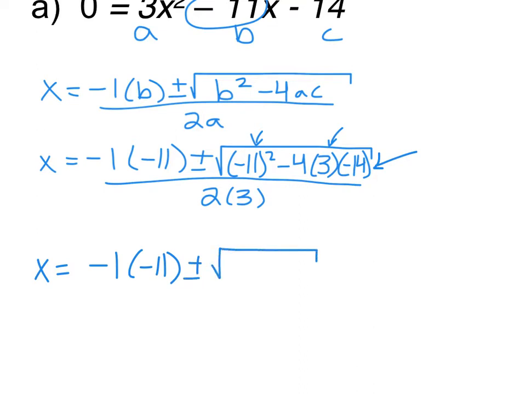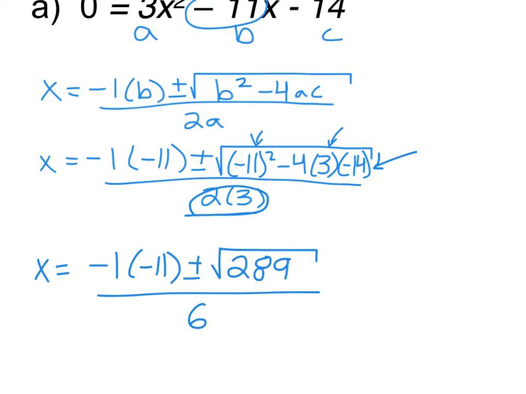So now I'm going to write my square root sign, and I can solve for the base 2, or the denominator, 2 times 3. I'll write that in, that's 6. So right now, negative 11 in brackets, make sure that that's in brackets, squared, minus 4 times 3 times negative 14. Press equal on your calculator, and you should get 289.